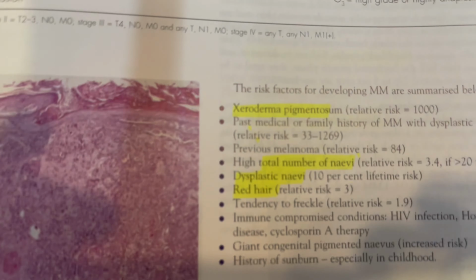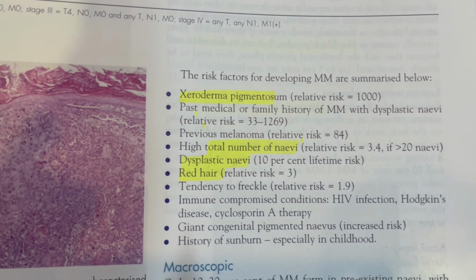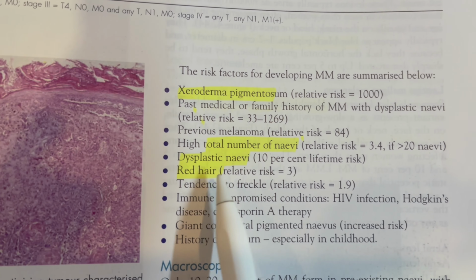The risk factors for malignant melanoma are xeroderma pigmentosum, past medical history, large nevus, dysplastic nevus, and pre-existing nevus. In 10 to 20% malignant melanoma arises from pre-existing lesions. Most likely the nevus is a junctional nevus, so you look for a change in the size.